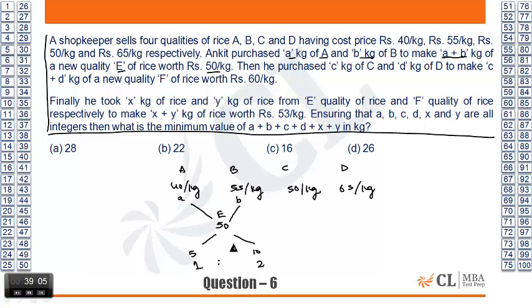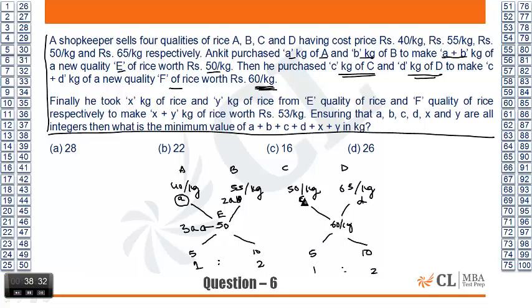So the ratio is 1:2. I can say this is A and this will be 2A, so in total he has 3A now. Then he purchased C kg of rice from C and D kg of rice from D to make F kg of rice at 60 per kg. This is 65, so the differences are 5 and 10. Same, 1:2. So we have C and 2C, and the total is 3C. Finally, he took X kg.